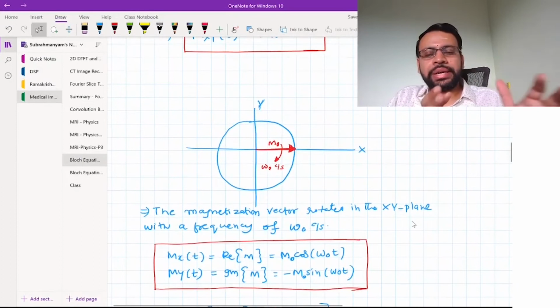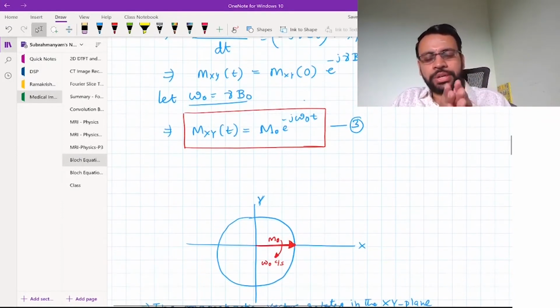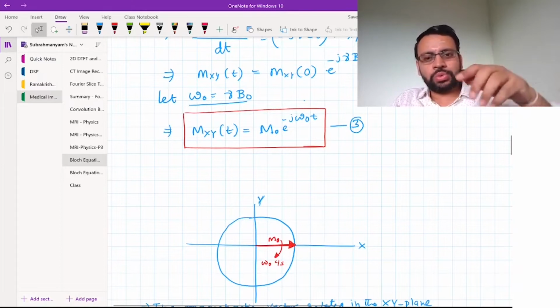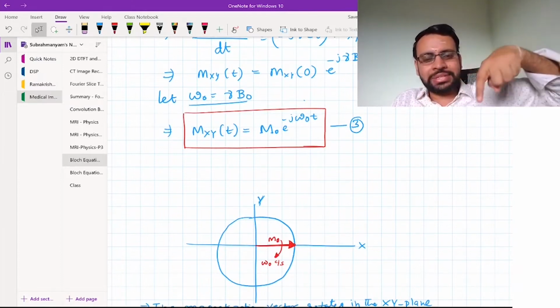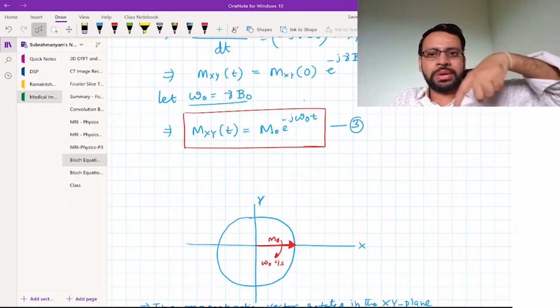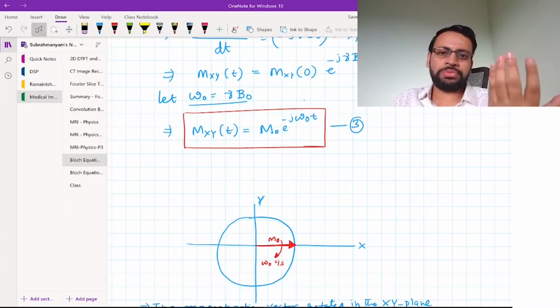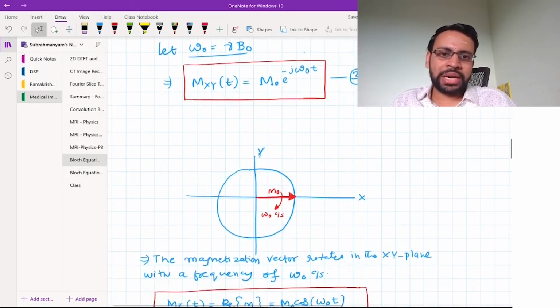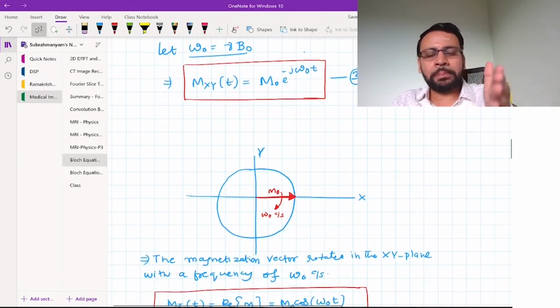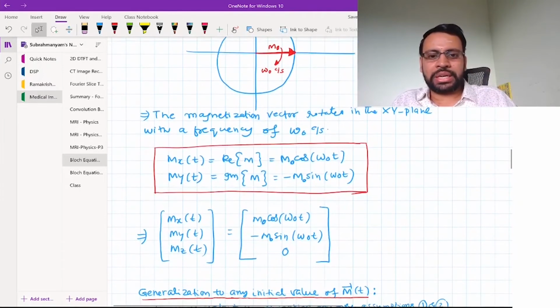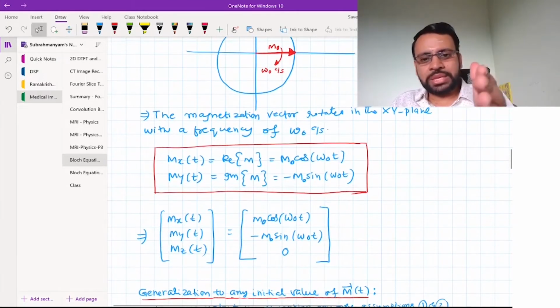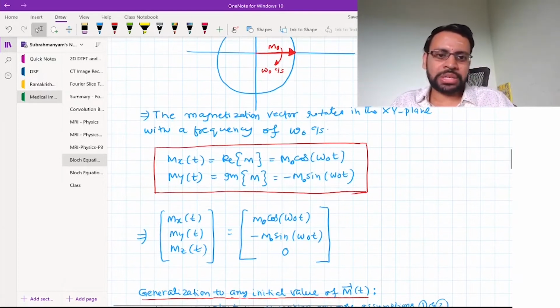So as I mentioned earlier, although we are computing the Mxy component, once you have this, it is very easy to formulate and represent, because then it is just one vector rotating with the same magnitude M naught in the xy plane. Given that, at any given point of time, if you want the x and y components, it is simply writing e power minus j omega t as cos omega naught t minus j sine omega naught t, right? That would give you the Mx and My components, which is M naught times cos omega naught t, and the y component will be minus M naught times sine omega naught t.